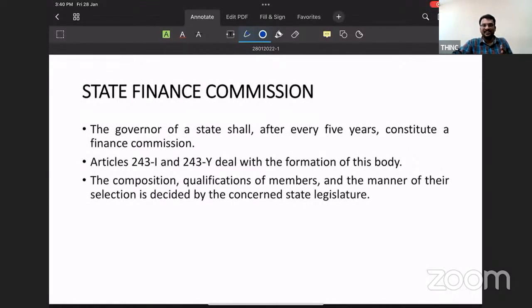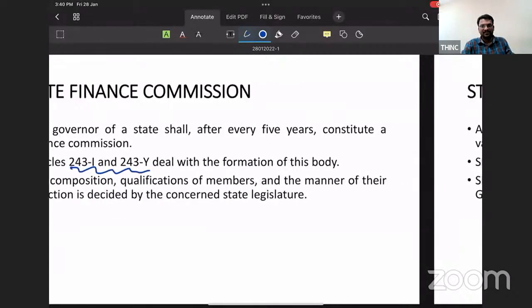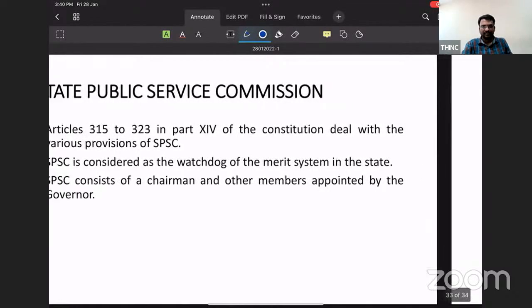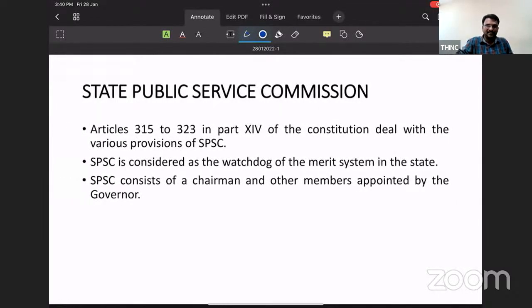Next is the State Finance Commission. Like the Central Finance Commission, it came into being by the Panchayat Raj Institutions Amendment. Okay, the 73rd Amendment and 74th Amendment bring the State Finance Commission for distributing taxes collected by the state or income obtained by the state. So that is a function of the State Finance Commission. Then comes the State Public Service Commission. And the State Public Service Commission is mentioned under Article 315 to 323 under Part 14, like the UPSC. And it is considered the watchdog of the merit system.